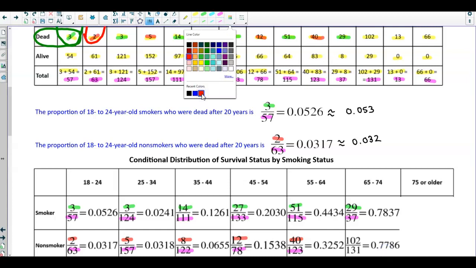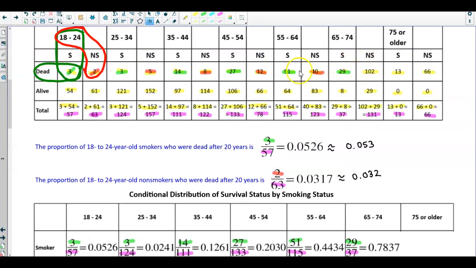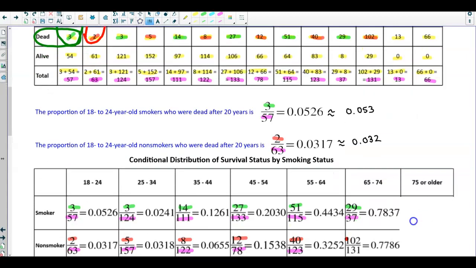Okay, next we want to find the number of non-smokers in that age group who are dead, and we can see that that represents 102. So we're going to take that number, 102, and divide it by the total in that column, which is 131, to give us 0.7786.